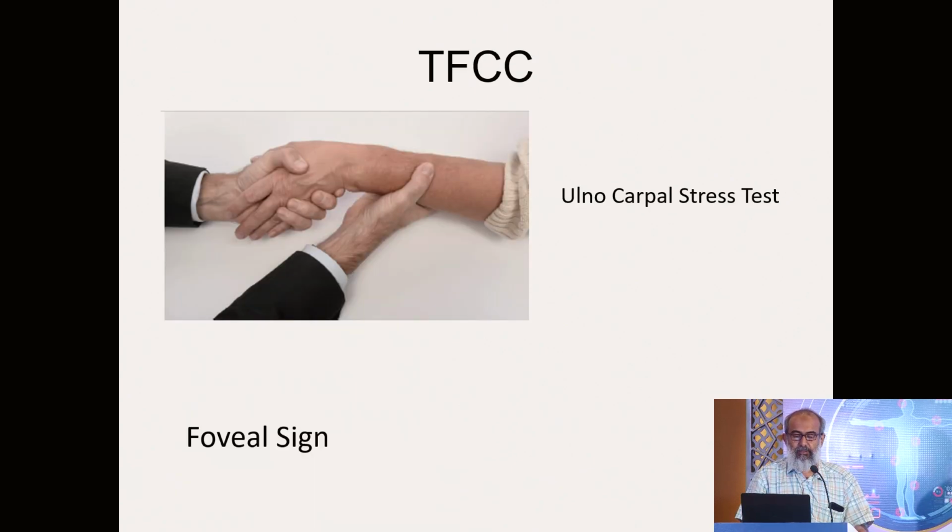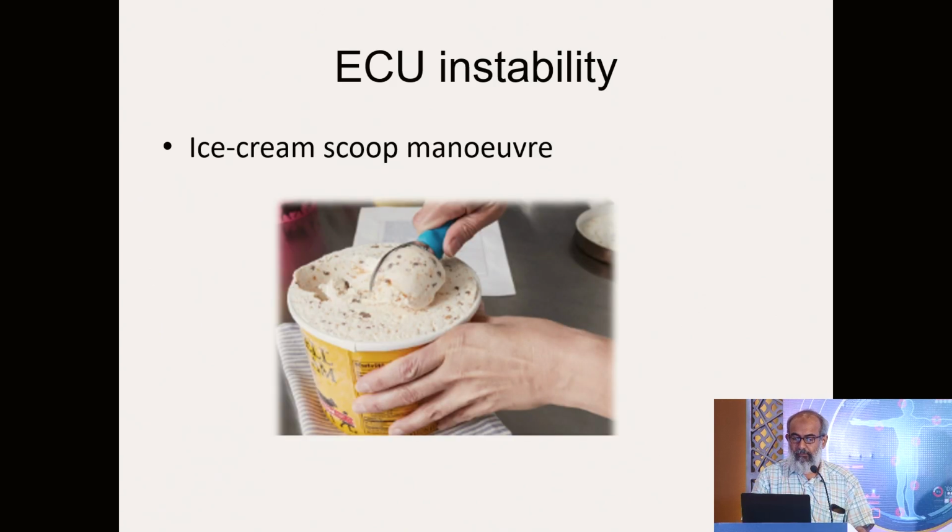Then the TFCC. TFCC, just stressing the area. You can see that ulnar deviation and stressing the area and doing the supination and pronation. That is one test, that is the stress test. And the foveal sign is where you are just pressing between the ulnar styloid and the flexor carpi ulnaris. You are just compressing over this area, and if there is pain, that is also suggestive of a TFCC involvement.